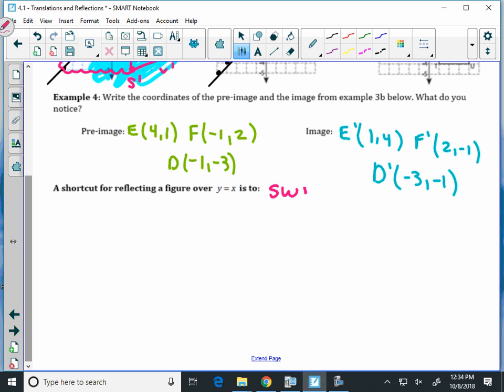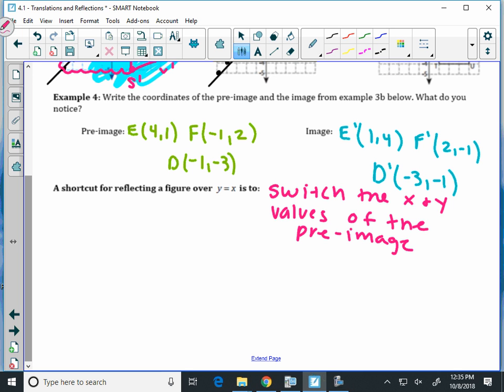But the shortcut is just switch the x and y values of the pre-image. Let's flip the points. 4, 1 became 1, 4. Just flip it. Some of you might think that's easier than graphing the line and counting. Totally fine. I don't care which way you do it, as long as you get the right answer. Questions over that?